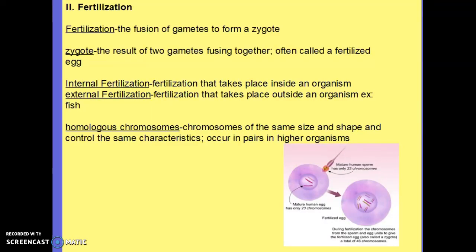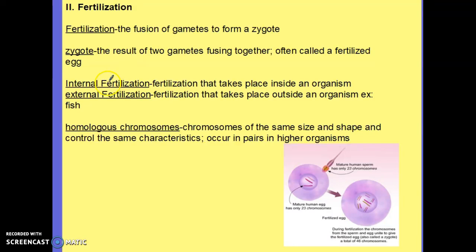Fertilization by definition is just the fusion of gametes, so the fusion of egg and sperm, for example. And when you have a fertilized egg, we call that a zygote. This is the result of two gametes fusing together, often called a fertilized egg. So very early on, we refer to it as a zygote.